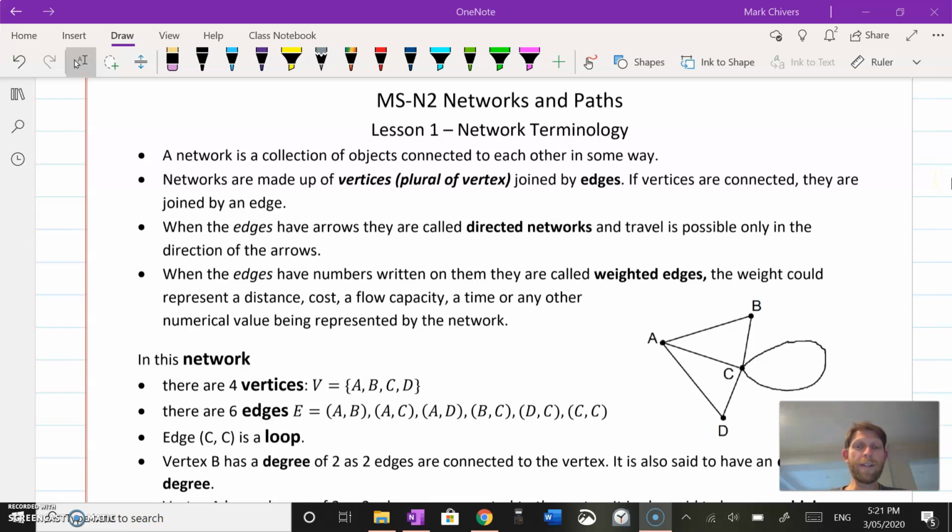Okay, this is our first lesson in networks. Unlike everything else we do in standard mathematics, this isn't really building on something that we've seen in junior maths. So while you might not have seen everything we did in the last trigonometry unit, you would have seen trigonometry before, whereas this is an area of maths that is relatively new.